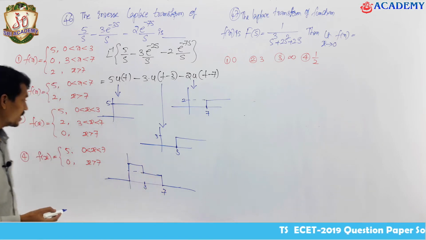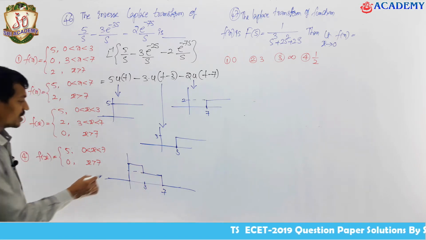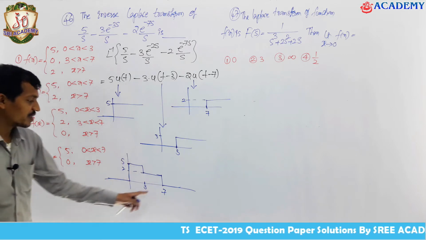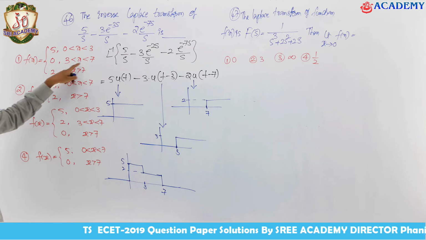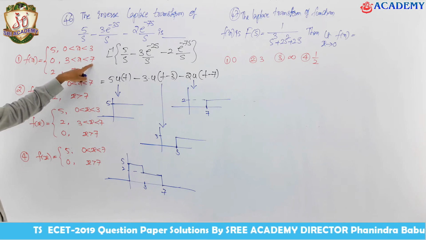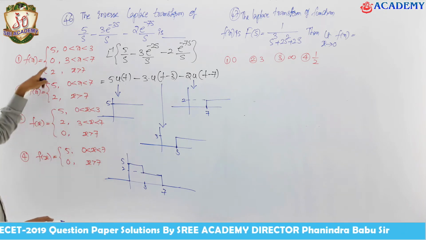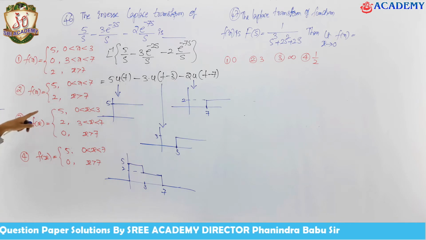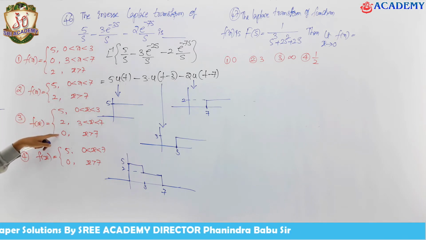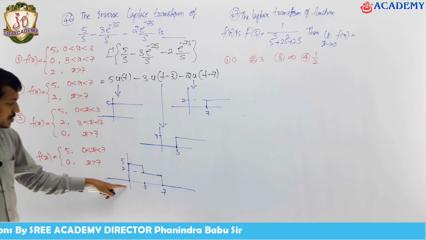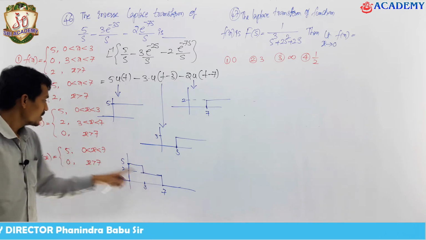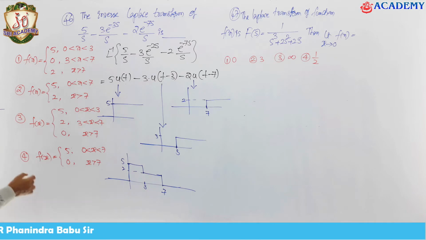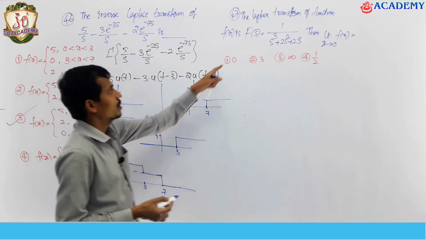Based on that, taking the values 5 and 2, after 7 it is going to be 0. So there are three values: from 0 to 3 it is going to be 5, from 3 to 7 it is going to be 2, and after 7 it is going to be 0. The third option is the right answer.